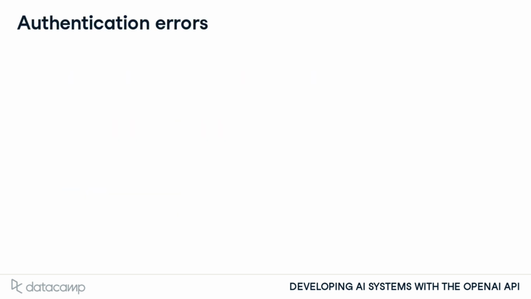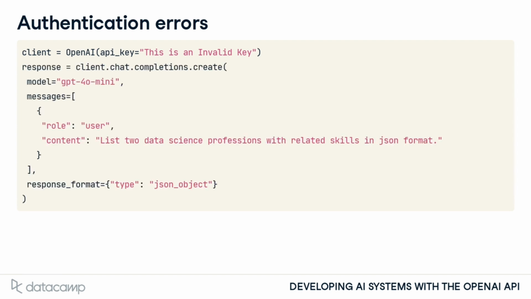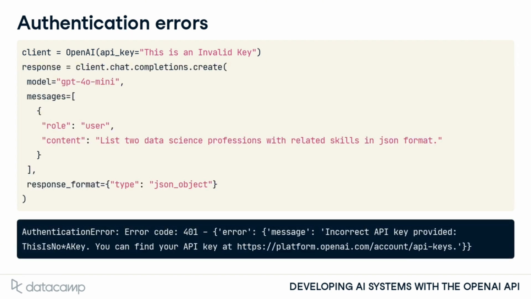Some errors will more likely require fixes that we can implement within the code. For instance, in this example, we're passing an invalid key for authentication. An authentication error occurs when our API key or token is invalid, expired, or revoked. To resolve this, we need to ensure that our API key or token is correct and active, and that its access has not been revoked. If the key has expired, we may need to generate a new one from the OpenAI account dashboard.